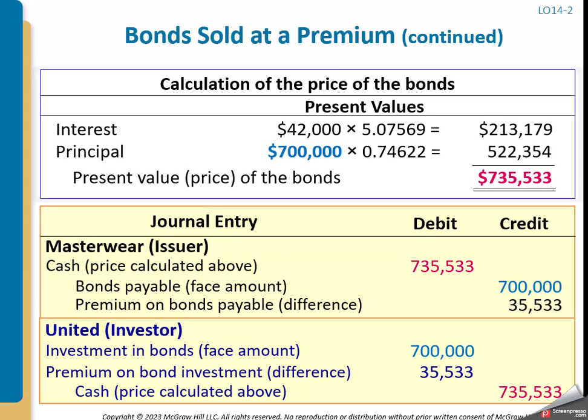So again, in this case, the market rate was 10, but we're doing it semi-annually, so that would be 5. And then you would compute the present value of that, and you would get this 735,533. So that's the cash that comes in. We still only have a $700,000 liability, but now we have a premium. And again, they're showing you what the investor would book on their books.